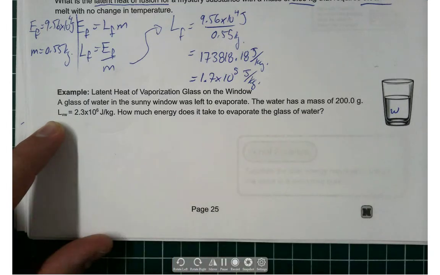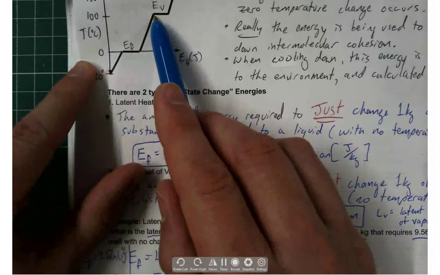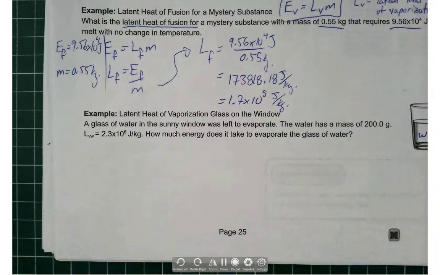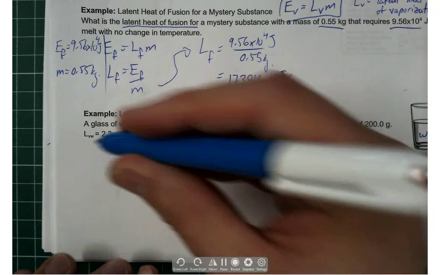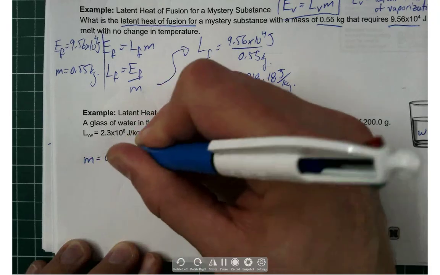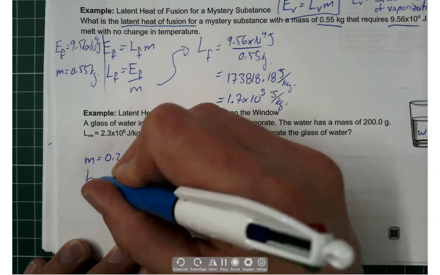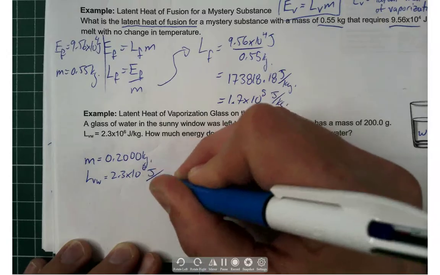How much energy does it take to evaporate the glass of water? Now, when I say evaporate, I mean just take it from this energy to this energy, just the energy for vaporization. Delta T equals 0. I'm not trying to also raise its temperature. I just want to know how much energy went into vaporizing this stuff. So I say, all right, the mass is equal to 0.2000 kilograms. All good. LVW is equal to 2.3 times 10 to the power of 6 joules per kilogram.